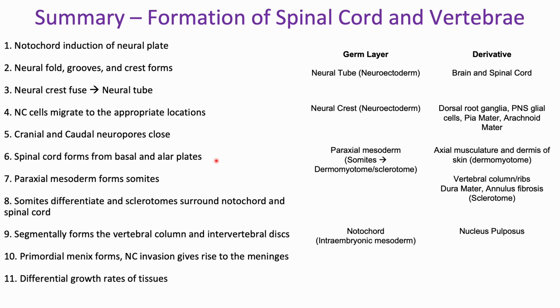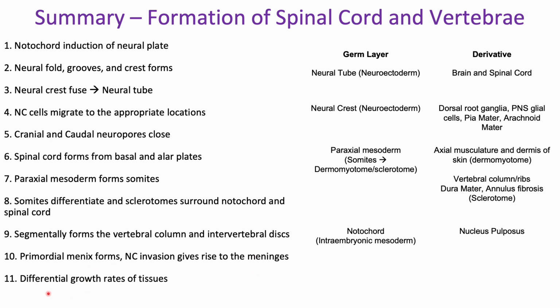Additionally, we have to form our vertebral column at the same time. So we're going to have the paraxial mesoderm form somites on either side of the notochord. These somites are going to differentiate into sclerotomes and surround the notochord and spinal cord, and that is going to eventually give rise to our vertebral column, right? And then we're going to have mesenchymal cells invade in between the vertebral bodies, and this is going to form our intervertebral disc. Remember that the notochord is the nucleus pulposus of the intervertebral disc in the adult.